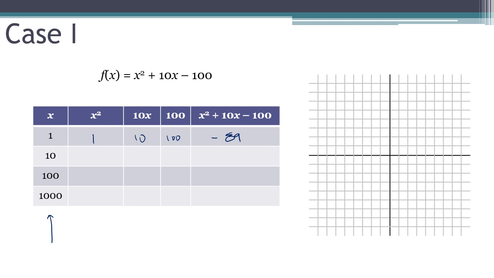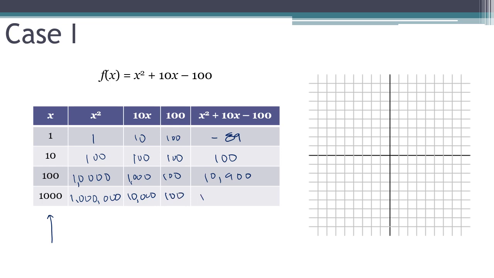All right, so the numbers I'm getting here, let's see, this would be 10 squared, that's 100. 10 times 10 is 100. And the polynomial, the y value is 100. Let's see, down here I get 10,000, 1,000, 100, and this comes out to 10,900. Finally, this is 1,000,000, 10,000, 100, and the functional value is 1,009,900.